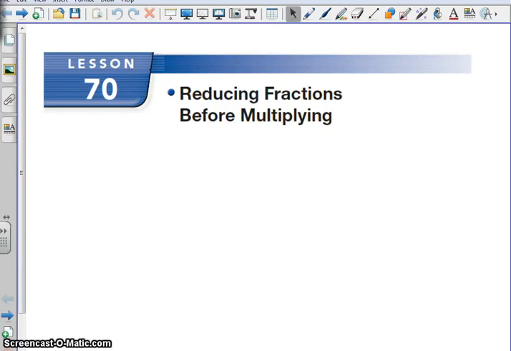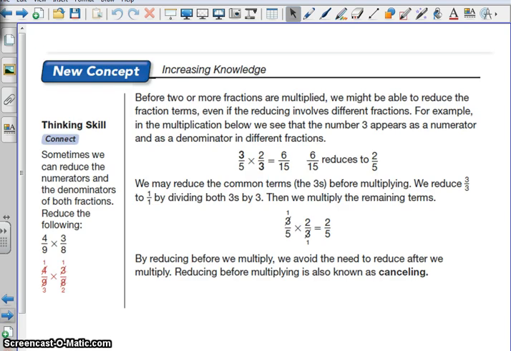This is lesson 70. We are reducing fractions before multiplying. Before two or more fractions are multiplied, we might be able to reduce the fraction terms even if the reducing involves different fractions. For example, in the multiplication below, we see that the number 3 appears as a numerator and as a denominator in different fractions.